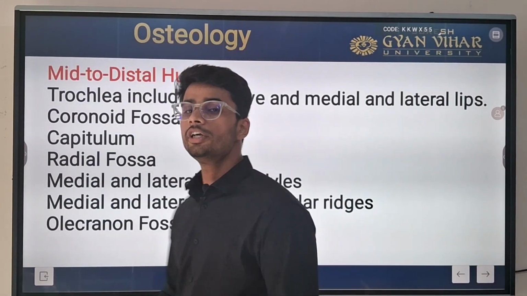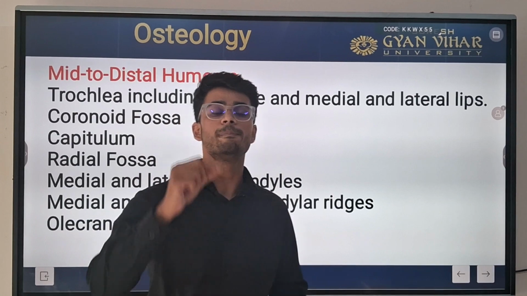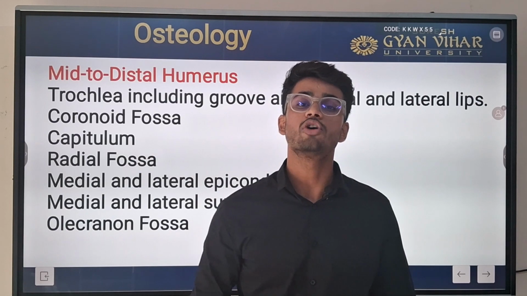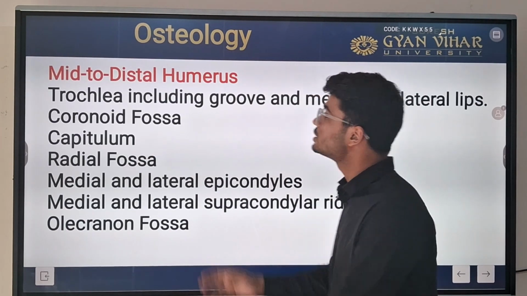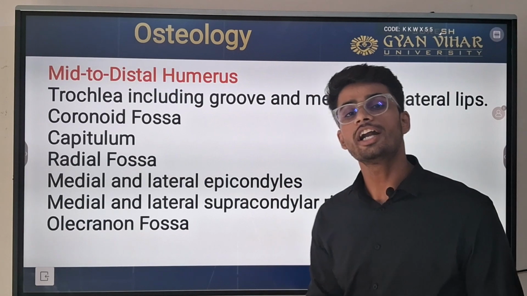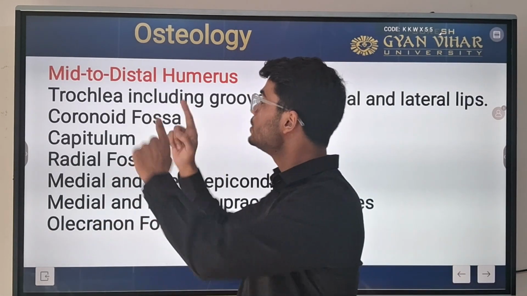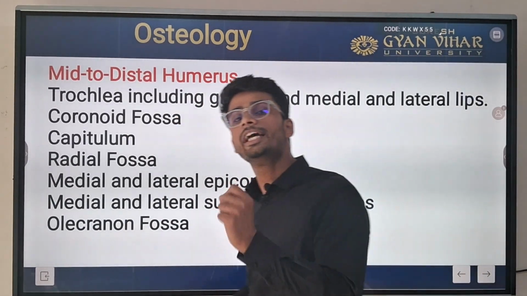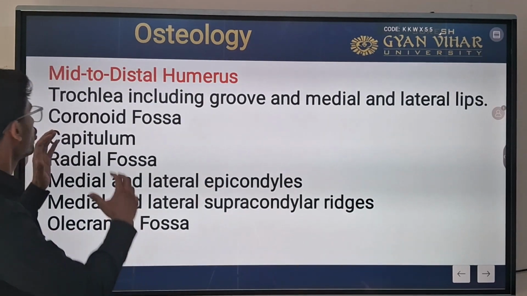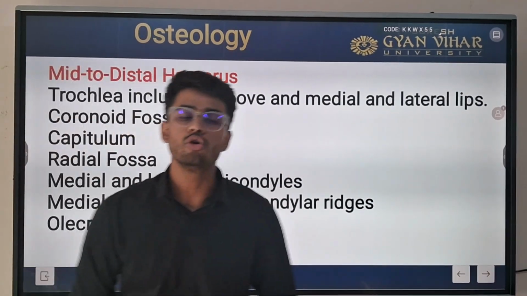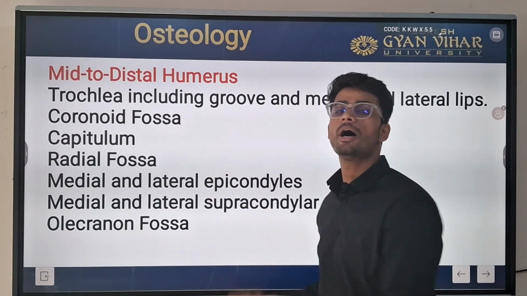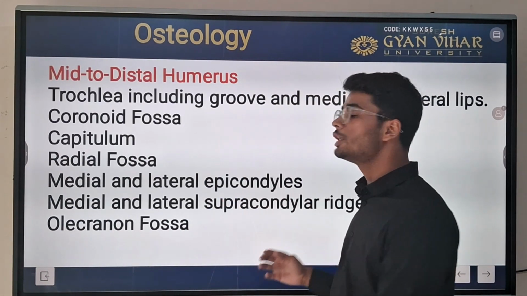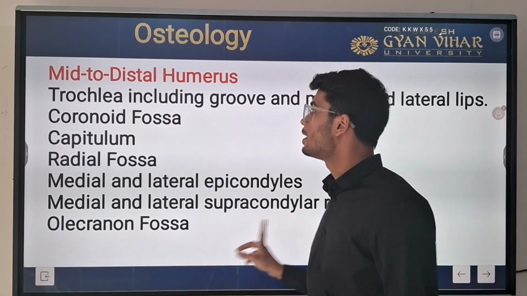Now, we have already discussed the osteology of proximal to mid humerus in our previous lectures when we studied the biomechanics of shoulder, and in this lecture we are going to discuss the mid to distal humerus. What are the features that we must be aware of in mid to distal humerus is that we should know where is trochlea, its groove and its medial and lateral lips. Then we must know about the coronoid fossa, we must know about the capitulum, we must know about the radial fossa, medial and lateral supracondylar ridges, medial and lateral supracondyle and olecranon fossa. Let's see them one by one.